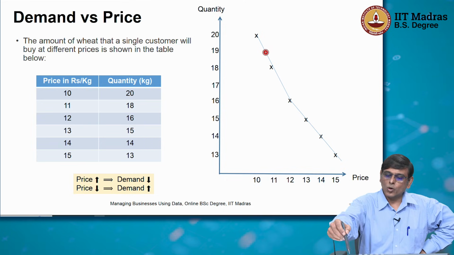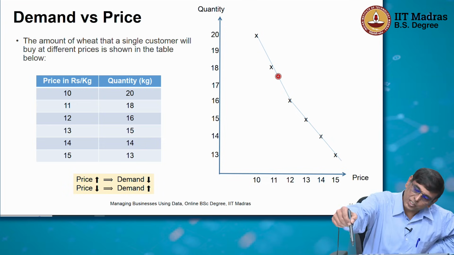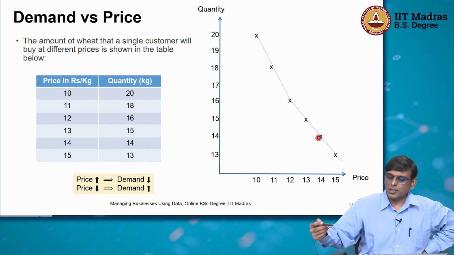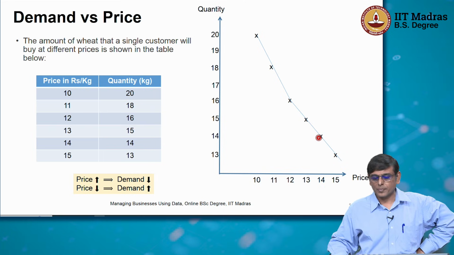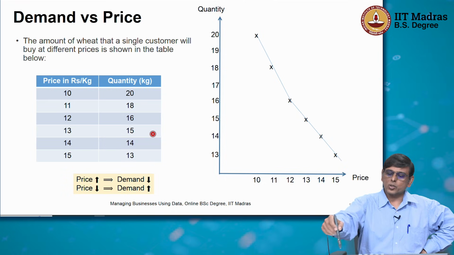In other words, I can go either like this in this chart, or I can go like this in this chart. There is no direction in this chart. There is no arrow in this chart. You can go this way or you can go that way. That is the demand versus price. This is called the demand schedule. This is called the demand graph.